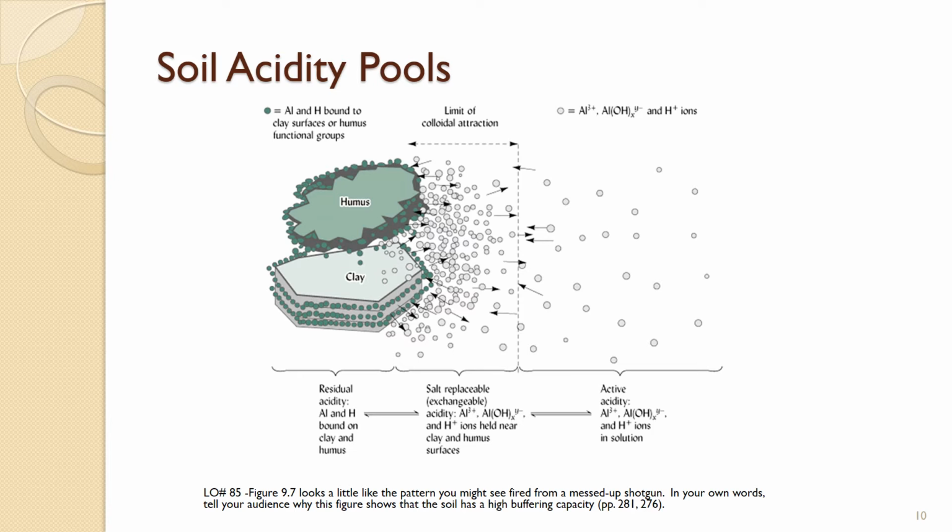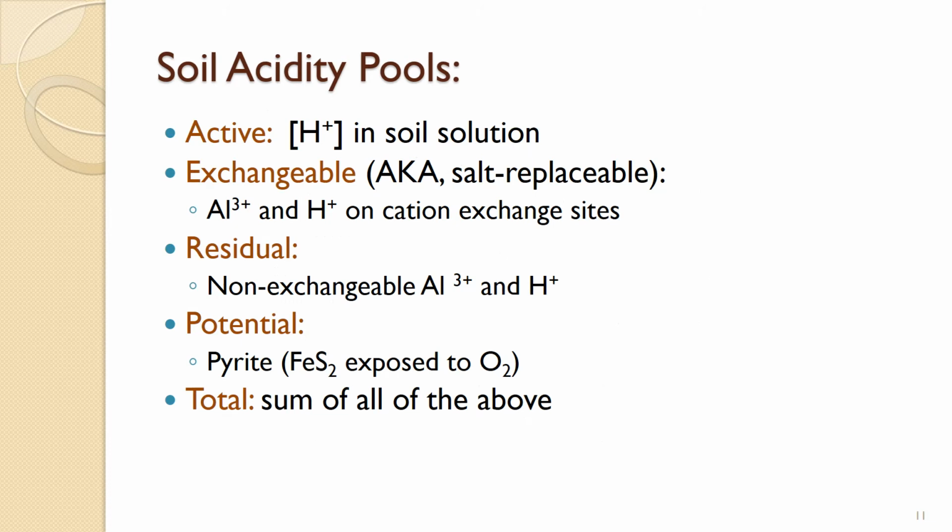And this is the money that you don't touch unless you absolutely have to, until you've spent the cash in your pocket and you've spent the cash in your checking account, and then you go to your savings, right? So this is the last pool to resort to. All right, so we've got these three pools: active, which is in soil solution; exchangeable, which is on your cation exchange sites; and then your residual, which are non-exchangeable. They're really stuck to the surface of clay and humus.